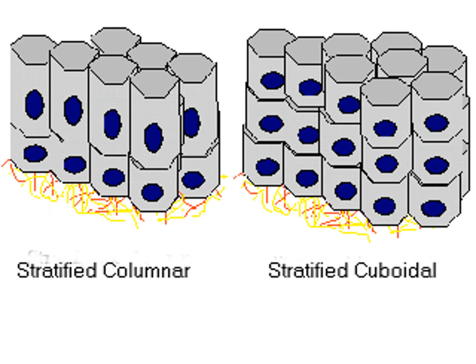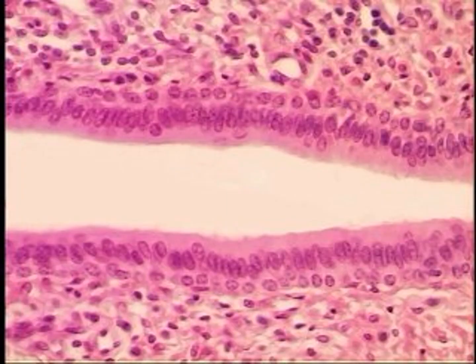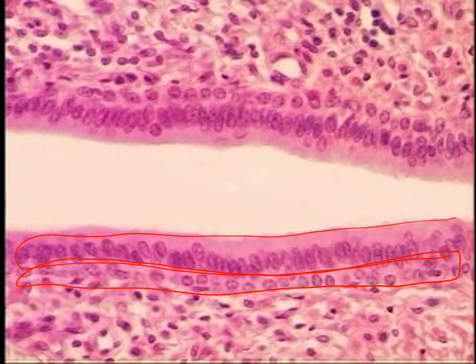Stratified columnar on the left has a layer of cuboidal cells here on the bottom and a layer of columnar cells on the top, whereas stratified cuboidal is just stacks of layers of cube-shaped cells. So this one, you can actually see a set of columnar cells here and a set of cuboidal cells down below. So this is what stratified columnar looks like.